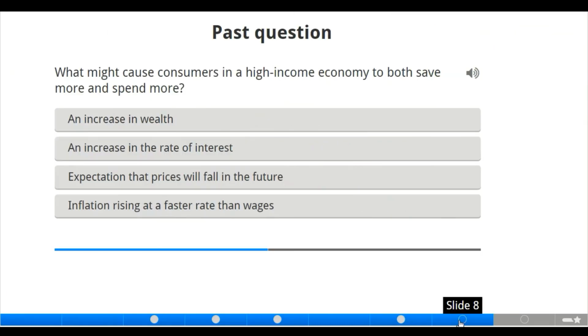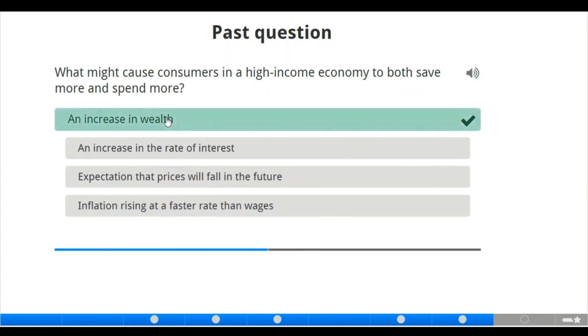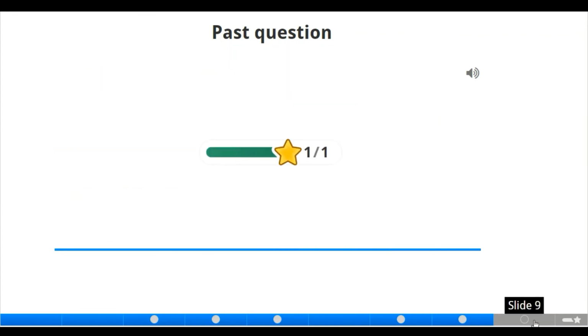Moving to the next slide, there is also a past question here. What might cause consumers in a high income economy to both save more and spend more? Wow, that's a good question. Now let us check the options. An increase in wealth, an increase in the rate of interest, expectation that the prices will fall in the future, inflation rising at a faster rate than wages. Of course, it should be an increase in wealth. If there is an increase in wealth, the consumer can save and spend more at the same time.